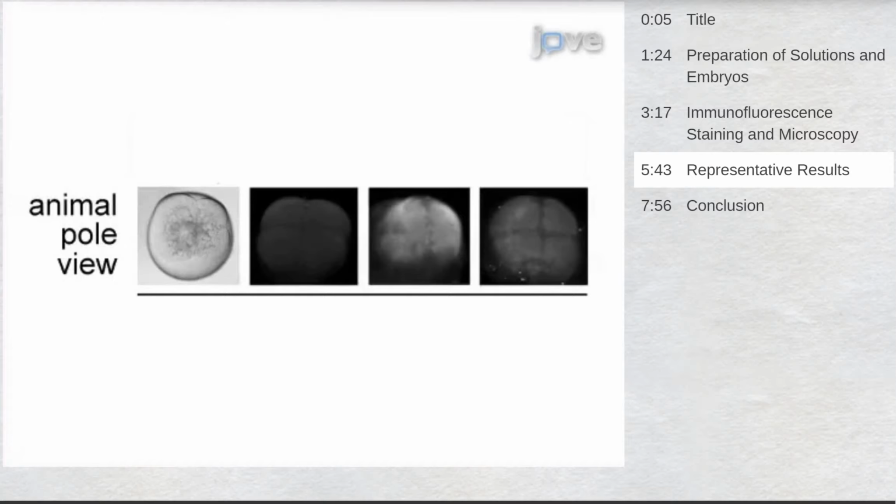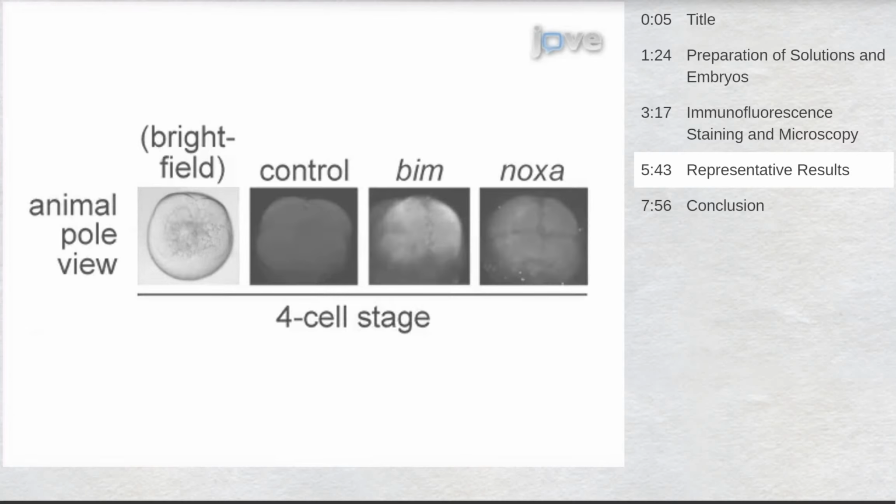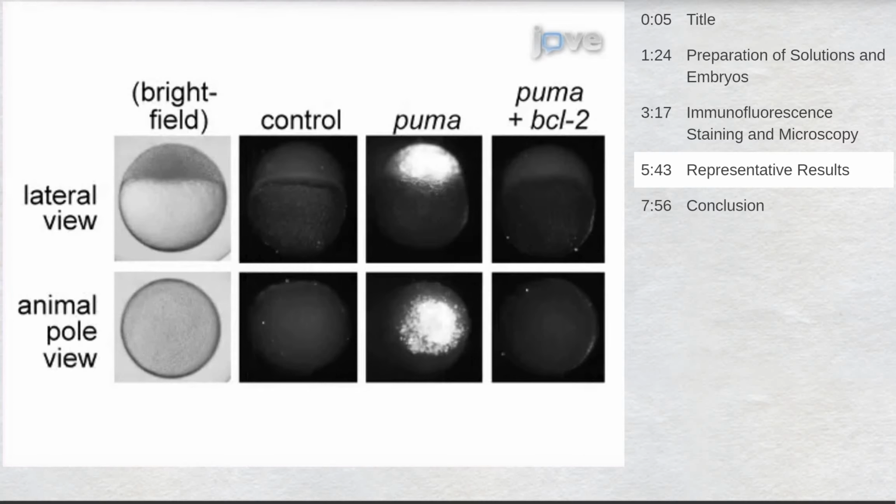This figure demonstrates that injection of embryos with high concentrations of mRNA encoding potent pro-apoptotic BH3-only proteins, such as BIM or NOXA, quickly gives rise to active caspase-3 by the 4-cell stage of development. Embryonic death subsequently occurs within 1 hour. At later stages of development, fluorescence intensity is more robust.